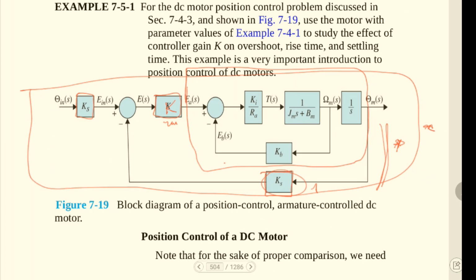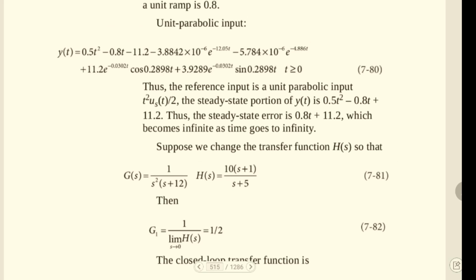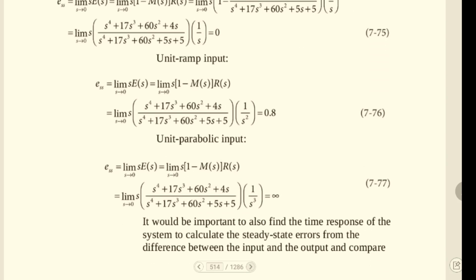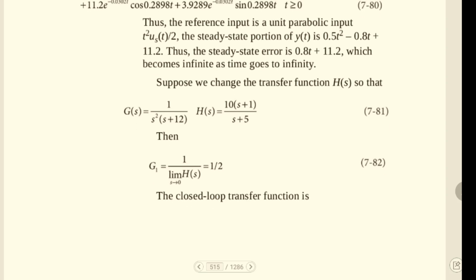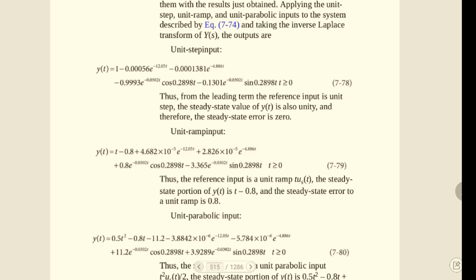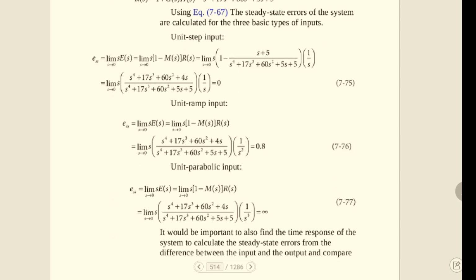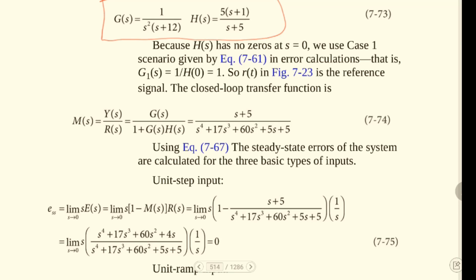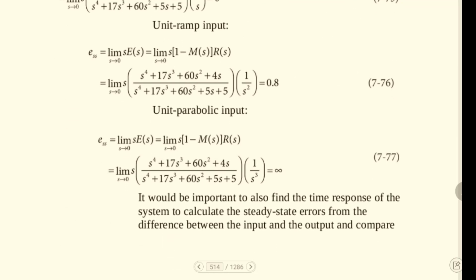Maybe we can continue from your lecture notes now. We can analyze this question on the time response also. Where is the example here? Is it the same example or not? Not the same. 5 times s plus 1. Yes, this example. Let's examine the time response of the system. As you see here, for the unit step input we found the steady state error to be 0, for the unit ramp 0.8, and for the unit parabolic input we get an infinite value.